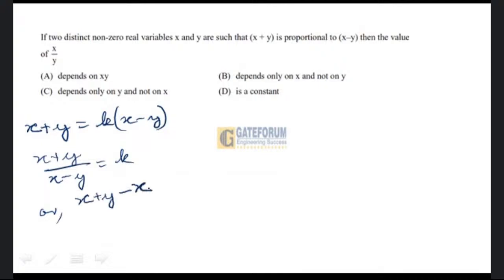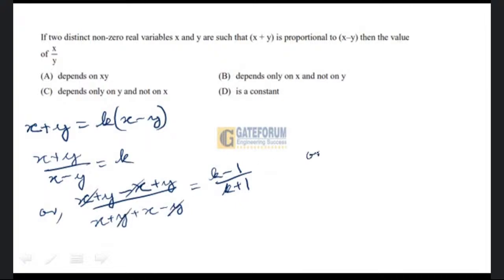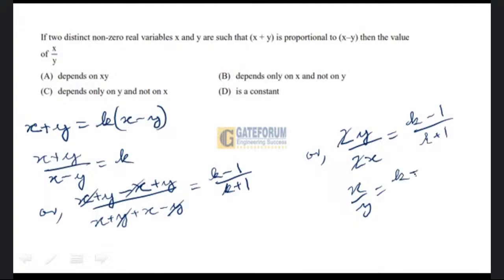We can write this, so by dint of this, this cancels. So we can say 2y by 2x is equal to k minus 1 by k plus 1. So the value of x by y they have asked. So x by y would be equal to k plus 1 divided by k minus 1.